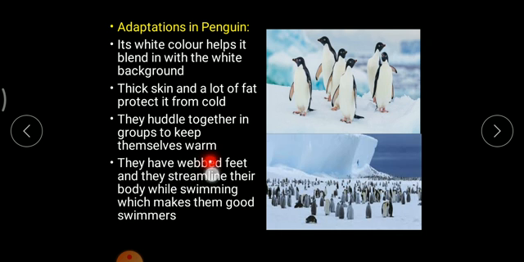They have webbed feet and a streamlined body. As you can see, these feet are webbed, and since the feet are webbed, extreme cold cannot enter into their bodies. And they have a streamlined body. As you can see, the narrow structure of the penguin looks almost similar to a small boat. Streamline means a structure similar to a boat. So the penguin has a streamlined structure because of which they can swim.